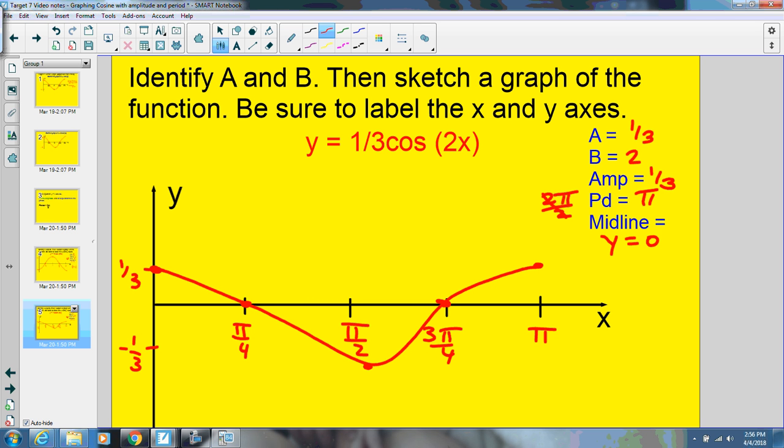Okay, so that's it. Basically the same thing as our last lesson. Now we're just working with the cosine function instead of the sine function.